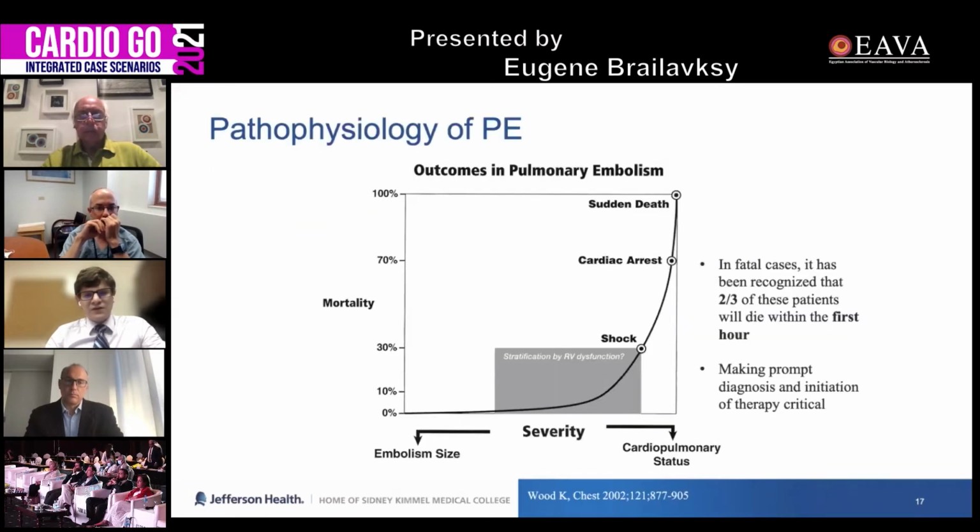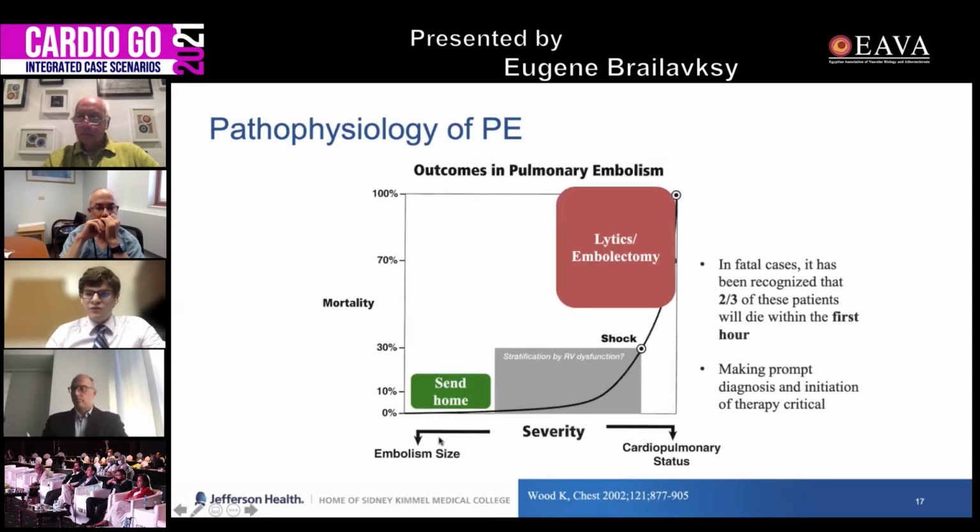So in terms of pathophysiology of PE, it really depends on two things. One is the embolism size. This is from a classic paper from Mood in 2002. And the other thing is the cardiopulmonary status. And again, it's not a linear relationship. It's curvilinear, and there's definitely an inflection point. And now our job is to figure out what that inflection point is.